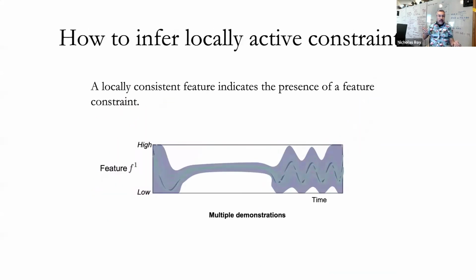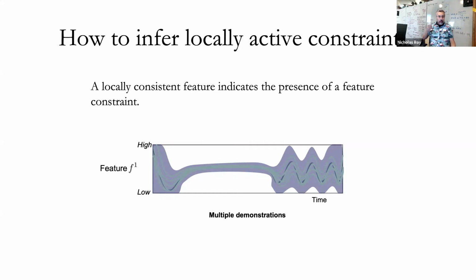If you have multiple demonstrations, then it becomes easier because you can treat the problem of inferring the regions of active constraints as essentially a clustering problem. You can cluster when features might be active and when the constraints might not be active. But again, the issue here is that we want to do this with as few demonstrations as possible.